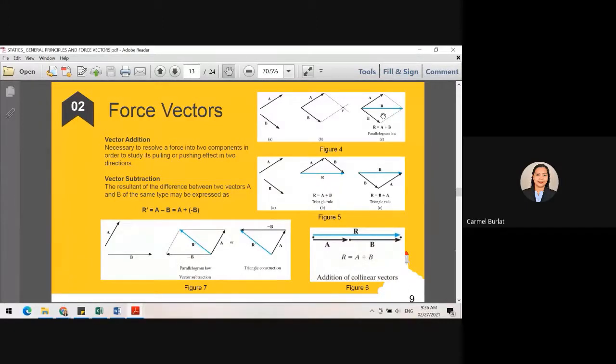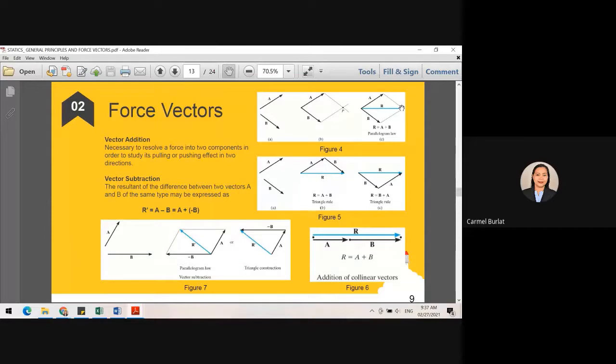And you can also use the triangle rule. With the triangle rule, you have A, and when you add, you attach the direction of B to it. Then the resultant is from the start at point A up to the end of point B. And this quantity here, R, is equal to the quantity R using the parallelogram law.